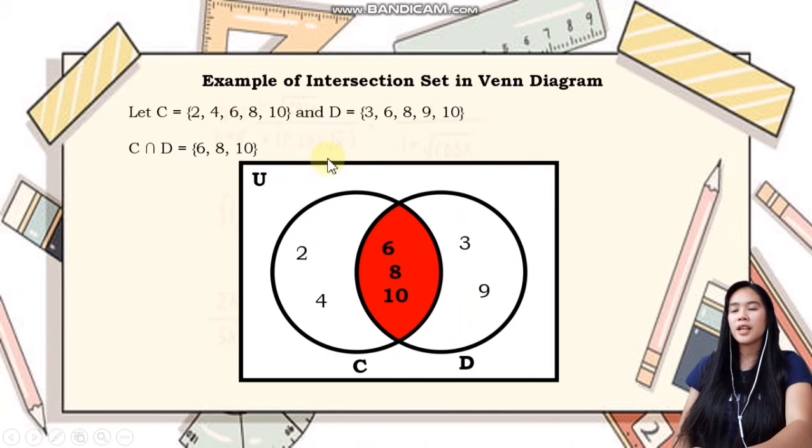So, here is the example of intersection set in Venn diagram, which is ito yung given natin kanina, and this is the intersection, 6, 8, and 10. Paano natin nilagay siya sa Venn diagram? Ganito, naka-highlight yung gitna natin, which is yung paglalagyan natin ng kanilang intersection, which are the 6, 8, and 10, and the rest, ilagay natin siya sa pareho sa magkaibang sides nila. So, natira sa set C is yung number 2 and 4 at sa D naman is yung 3 and 9.